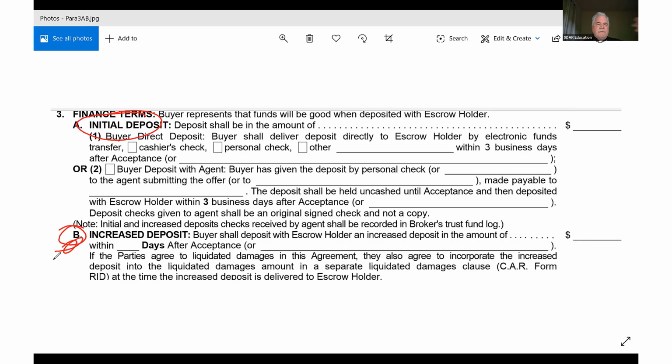And then we have the final down payment and everything brought in by the buyer. Each one has a different law associated with it. So my increased deposit, let's talk about that. Sometimes I've seen it attached to removal of contingencies, things like that. Anytime you agree to an increased deposit, it's going to start another process in motion. So buyer shall deposit with the escrow holder an increased deposit in the amount of whatever, within so many days after acceptance. A lot of times I'll see like 17 days, they'll tie it to the contingency removal for the physical inspection.